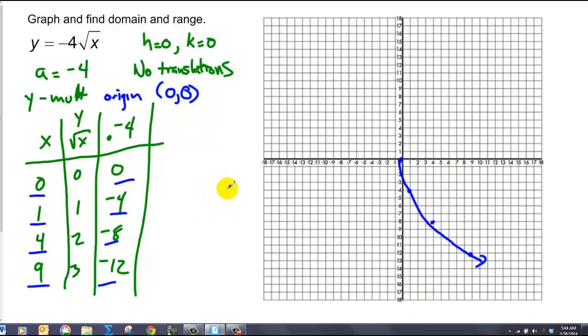I can take any point and check it. Here's 4 and -8. By plugging it into this function, you take 4, square root that, which is 2, multiplied by -4, and I get -8, and that checks. So that is the point 4 and -8. Domain, in this case, is x is greater than 0, and the range is y is less than 0.